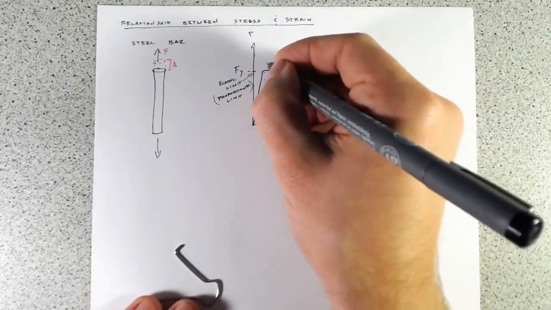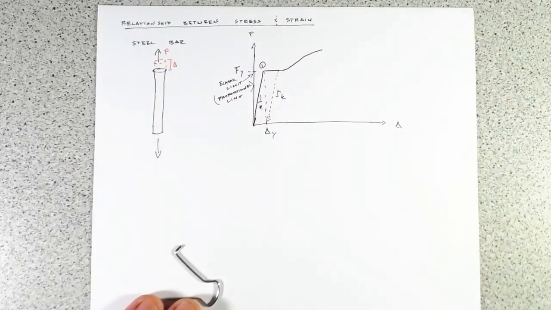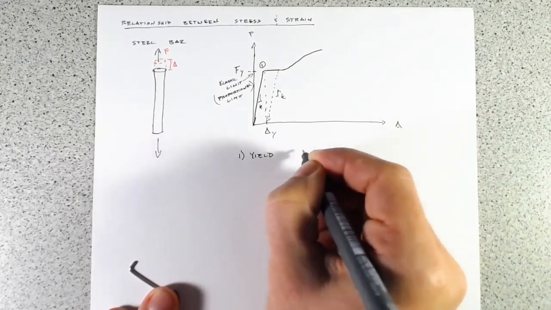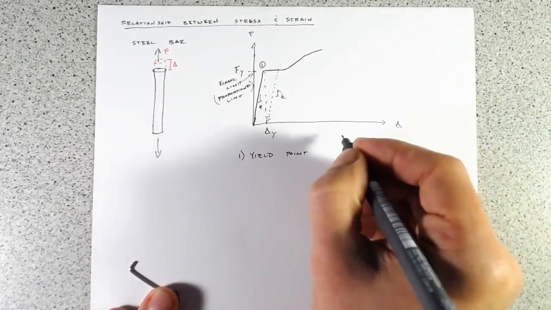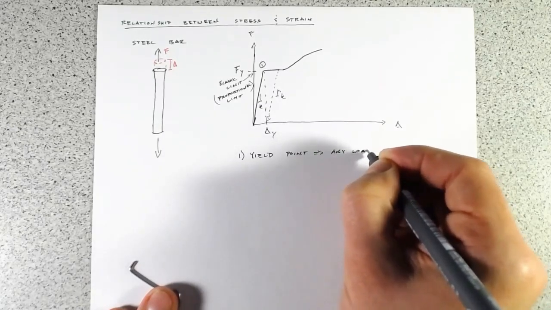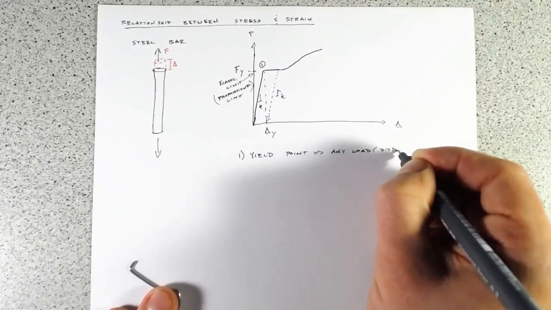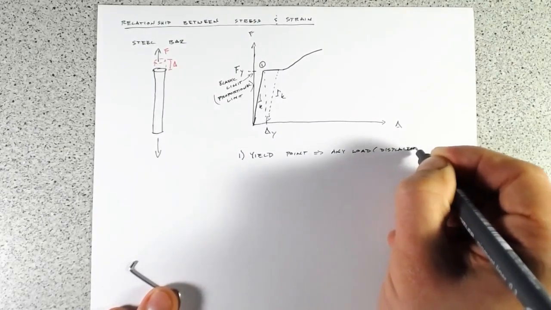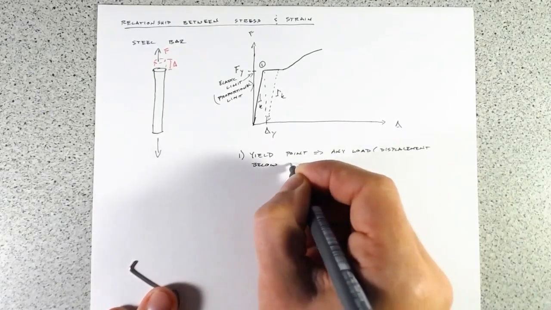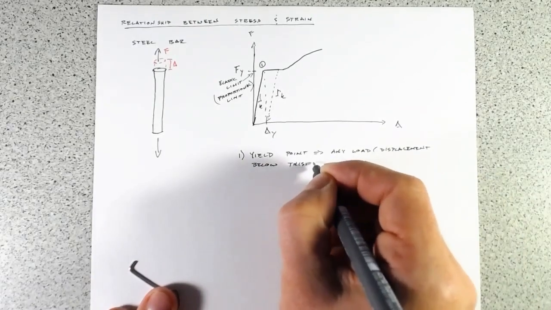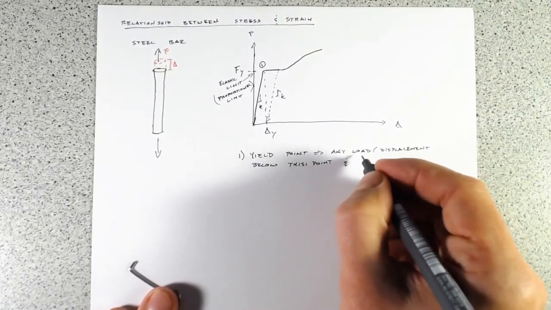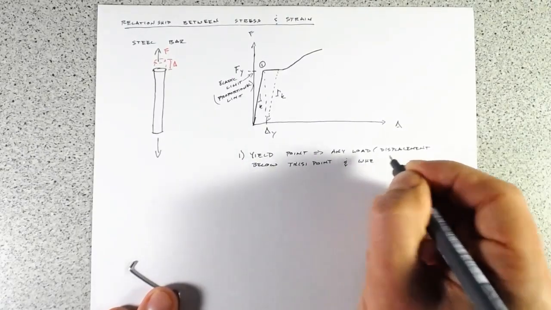So let's give some of these points on our graph some little numbers. So number 1 is our yield point. So any load or displacement below this point, when released, it'll come back to 0.